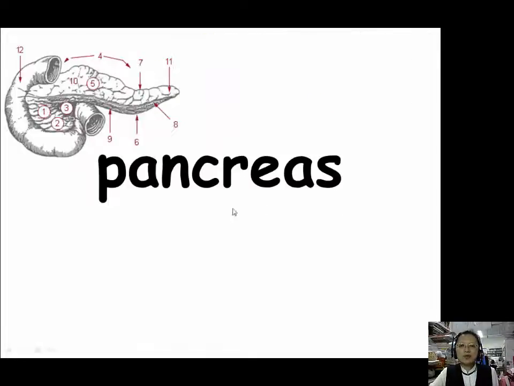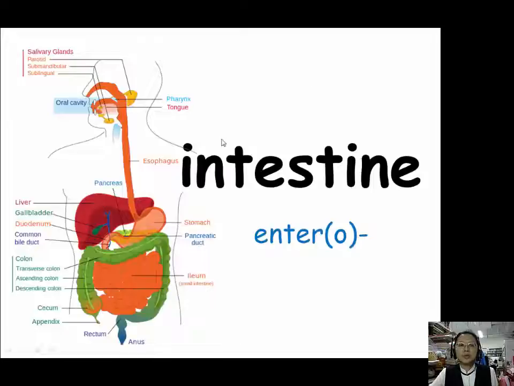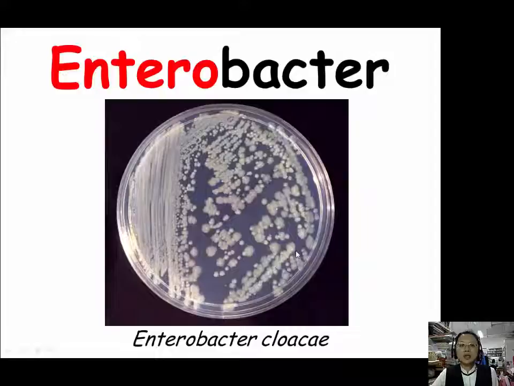Let's review what we learned for pancreas. We have two prefixes, pancreato, P-A-N-C-R-E-A-T-O, and pancreatico, P-A-N-C-R-E-A-T-I-C-O. When we talk about our intestines, which include the small and the large intestine, we use this prefix, entero, E-N-T-E-R-O. Our example for entero is Enterobacter.